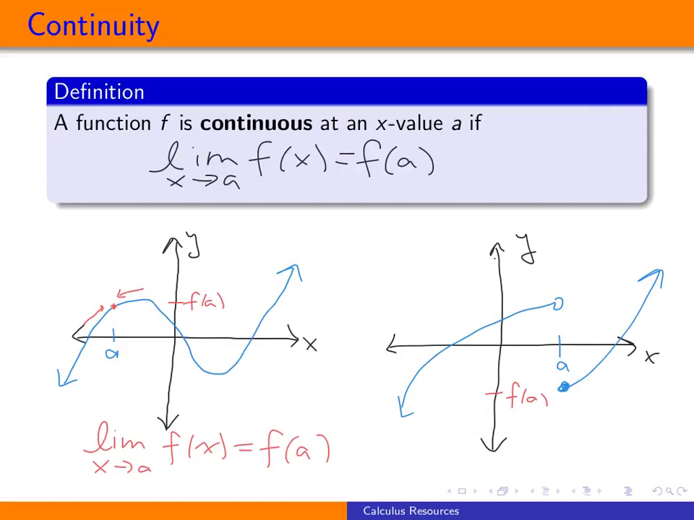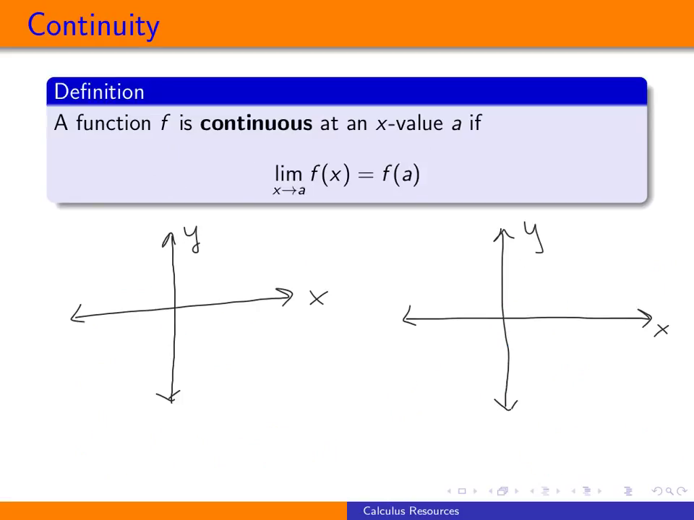Well, here I can see that when I follow my function from the left, and when I follow my function from the right, two different things are happening. And that tells us that the limit of this function doesn't exist. Well, if the limit doesn't exist, it certainly can't be equal to that function value. So that's one example of it not being continuous. Let's take a look at a couple other examples.